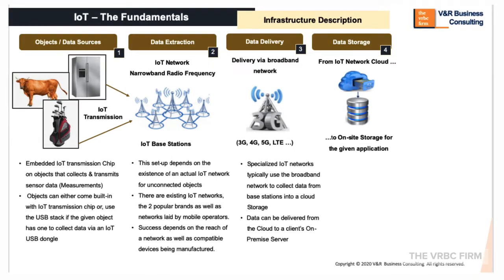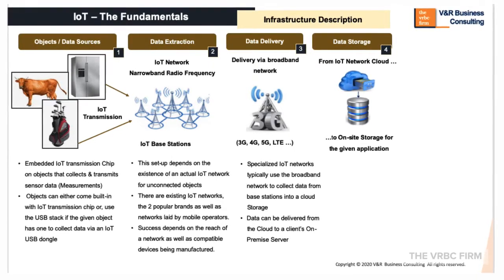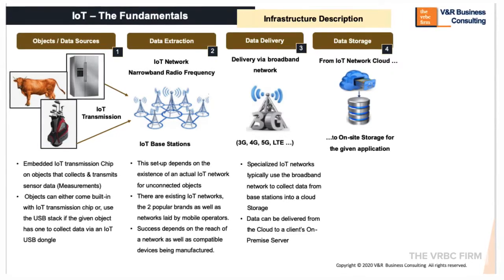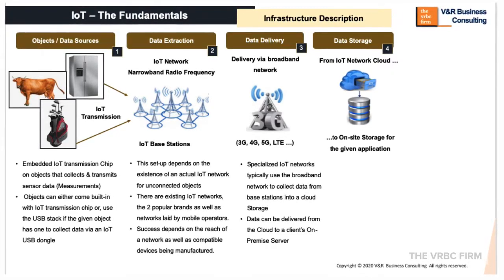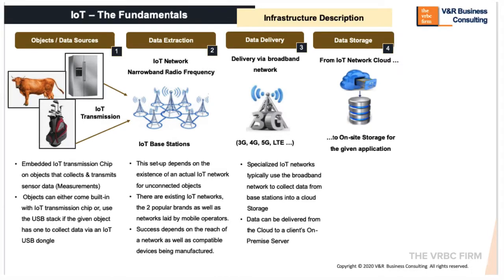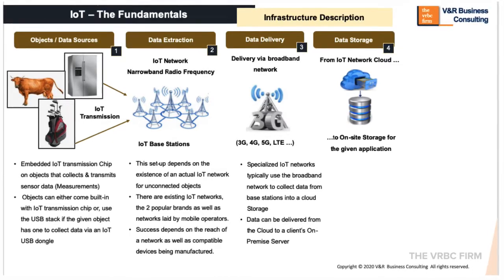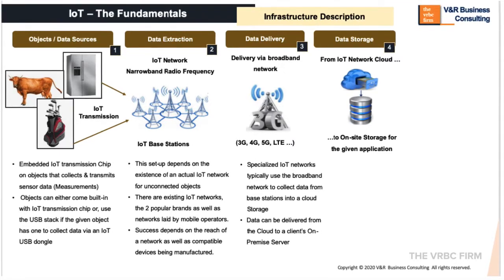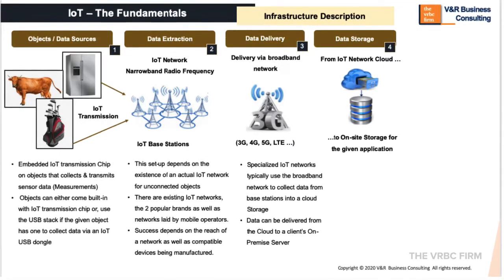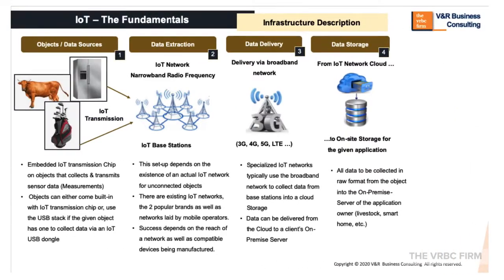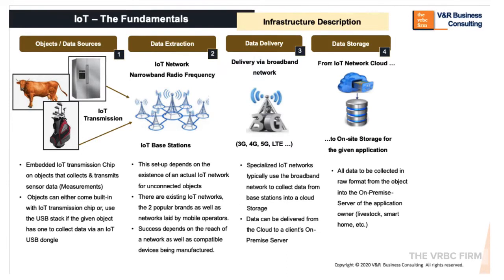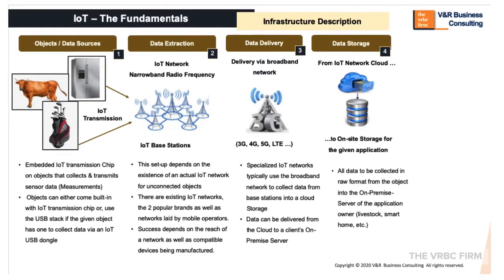To where, you ask? Well, a lot of IoT specialized networks use a global cloud to collect and store information from all devices. This cloud has multiple storage locations for a given set of objects belonging to the network operator's clients. The client will then download that data from the network operator's cloud onto their own, possibly on-site storage.